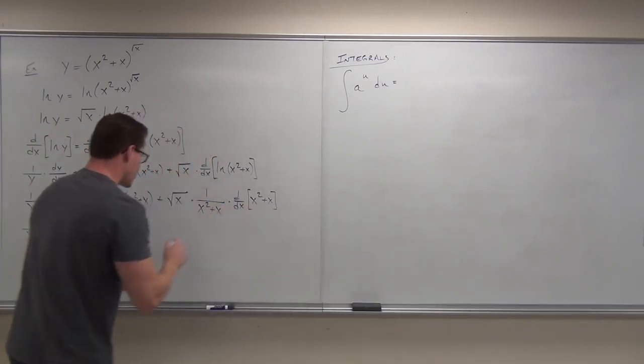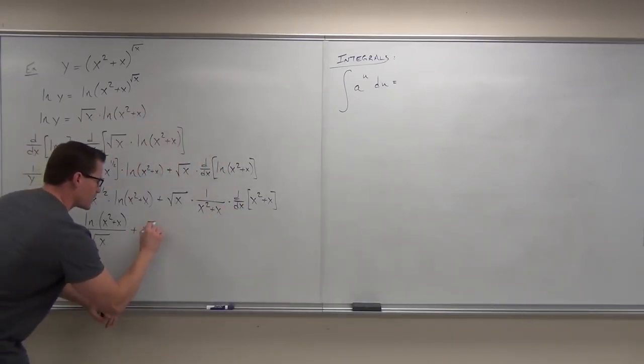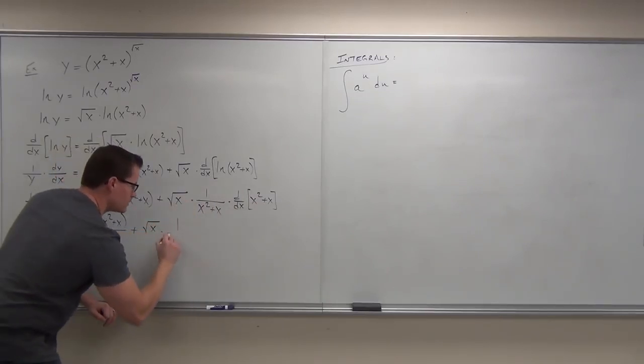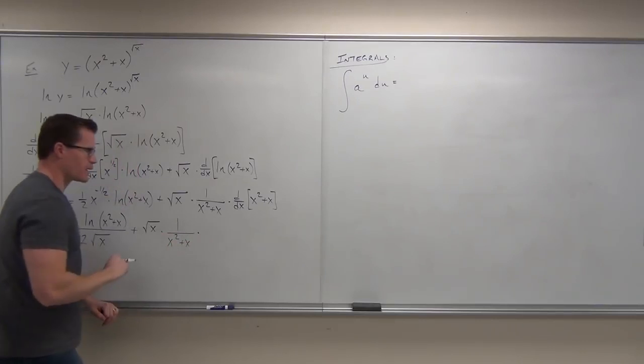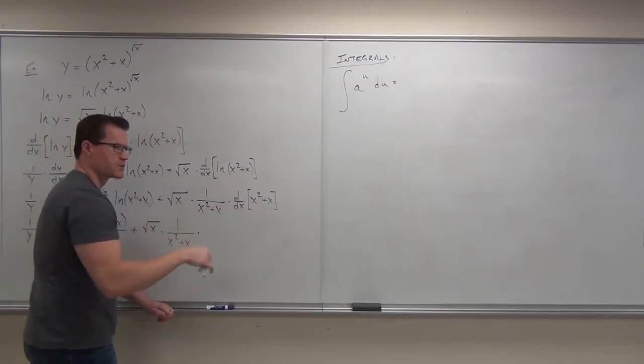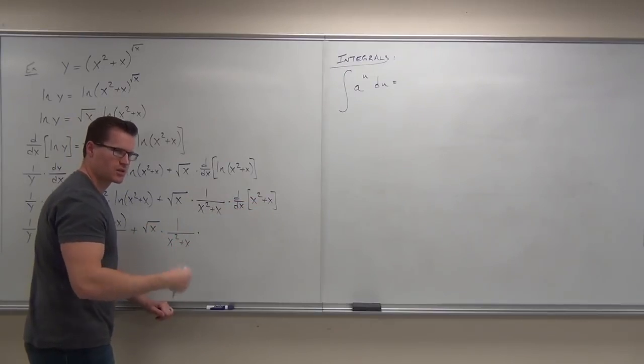Okay. Over here, we're almost done. We got a square root of x. You could even do it right now if you wanted to. 1 over x squared plus x, derivative of the inside, what is that? 2x plus 1.